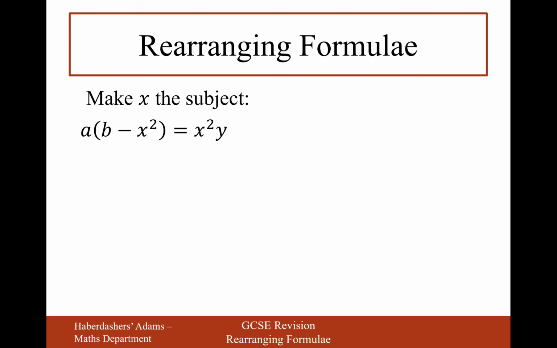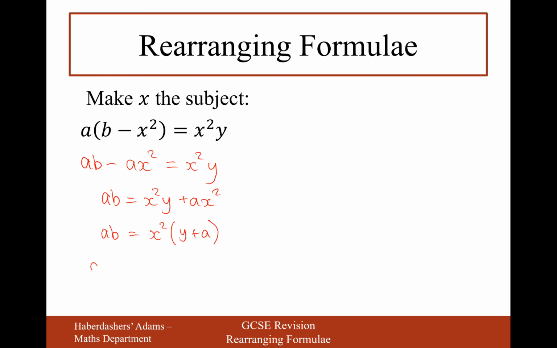Let's move on to the next one. So first of all, I'll expand the brackets. ab minus ax squared equals x squared y. So let's move the x squared onto the other side. So it'll be ab equals x squared y plus ax squared. Let's now factorise the x squared bracket y plus a.